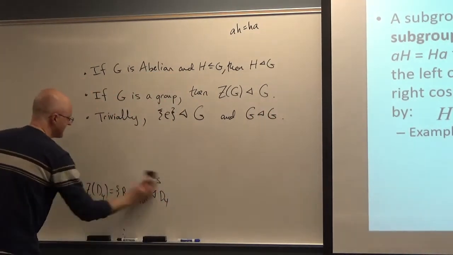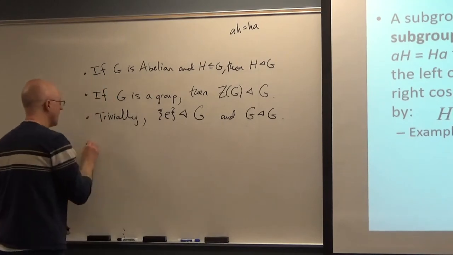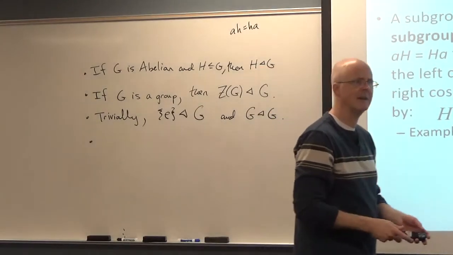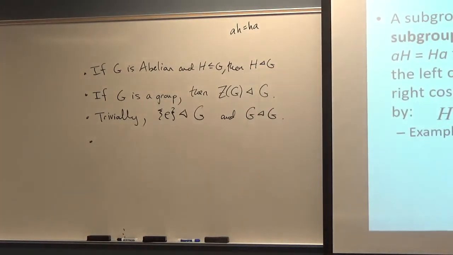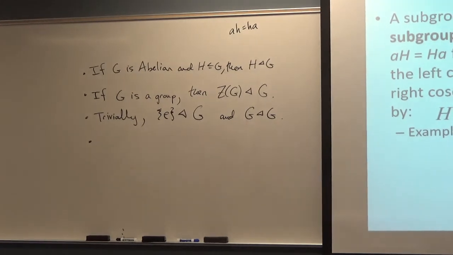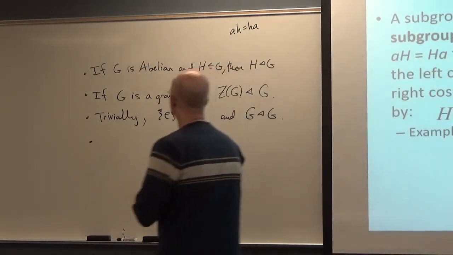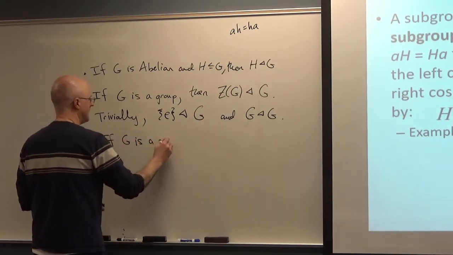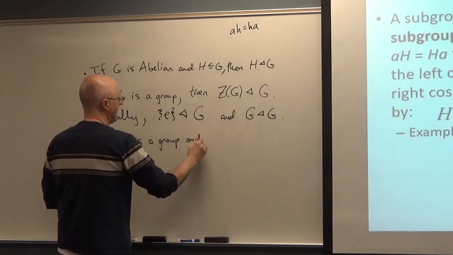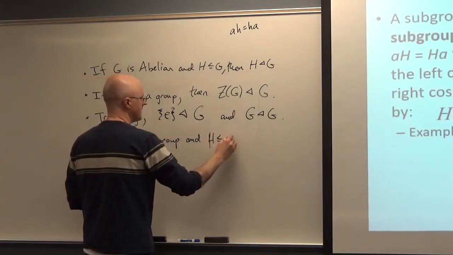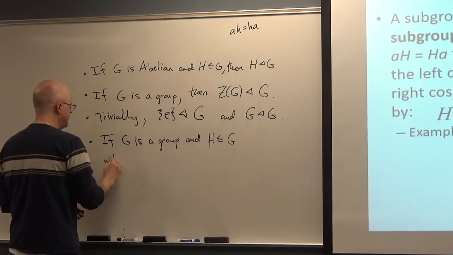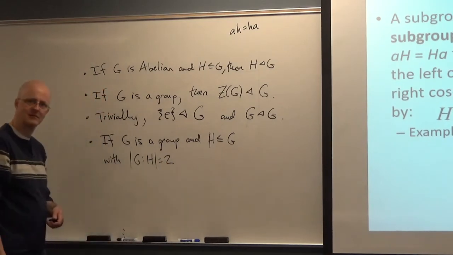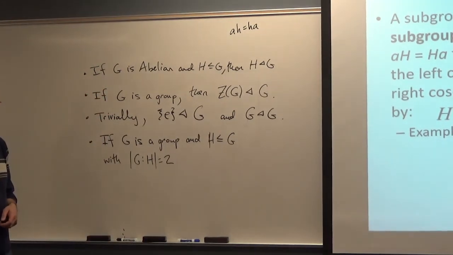Here's another fact that I think is worth knowing. It comes up, I think I assign it as a completion problem. Okay, this is definitely worth remembering. If G is a group and H is a subgroup of G with the index of H in G being 2, meaning what? What does that mean?